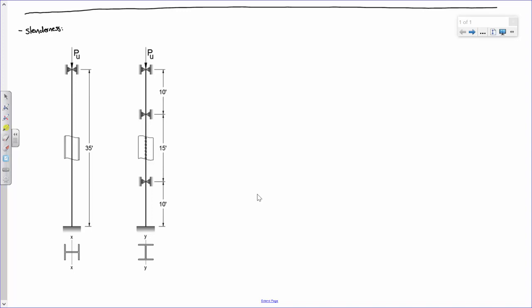Now, how do we generally compute slenderness? What is our general term? We need 3 quantities. We need a length, a radius of gyration, and what? K factor. There you go. We need a K value. Okay? So, does anybody remember where we get K values?